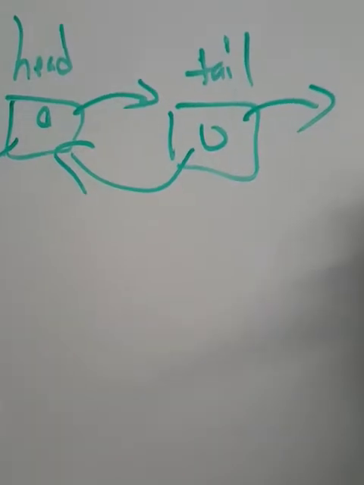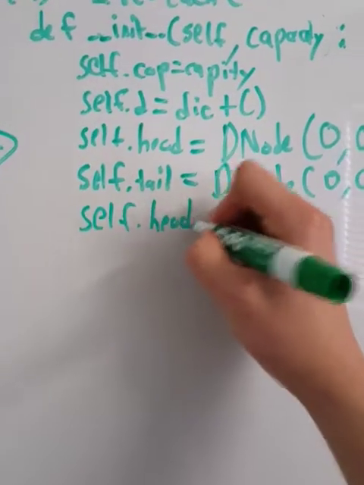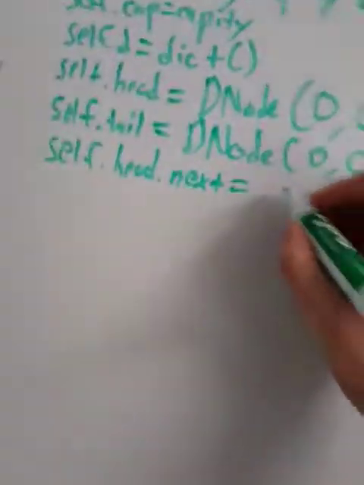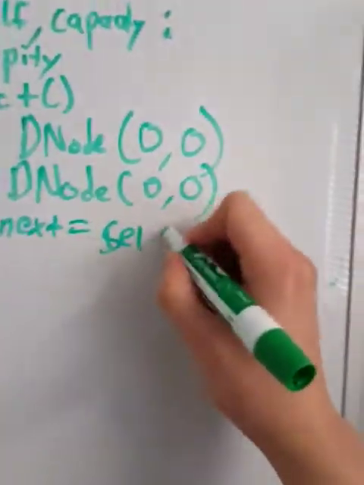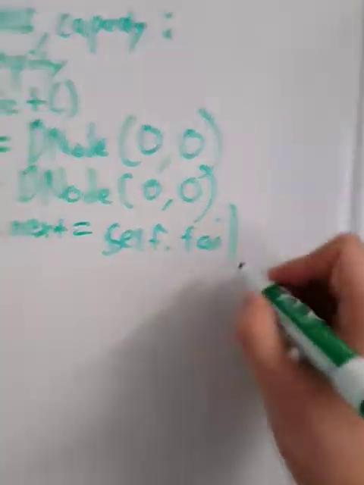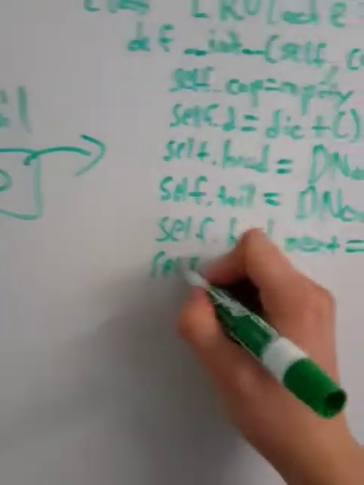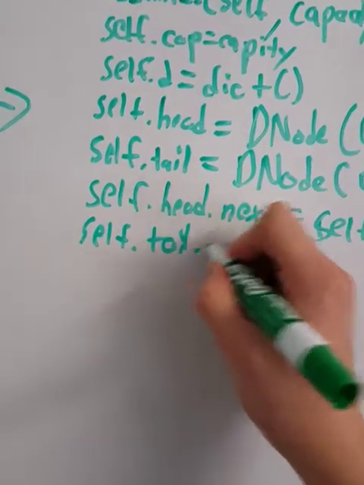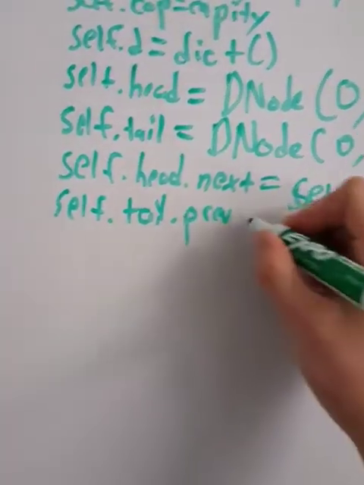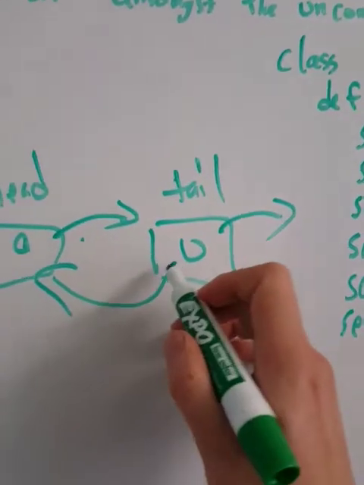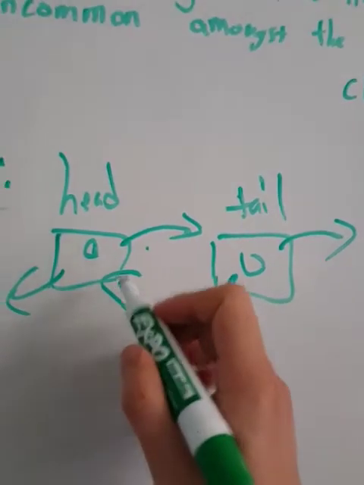So self.head.next, which right now should be none, is equal to self.tail. So we just did that. And then self.tail.prev is equal to self.head, right? So self.tail.prev is equal to self.head.